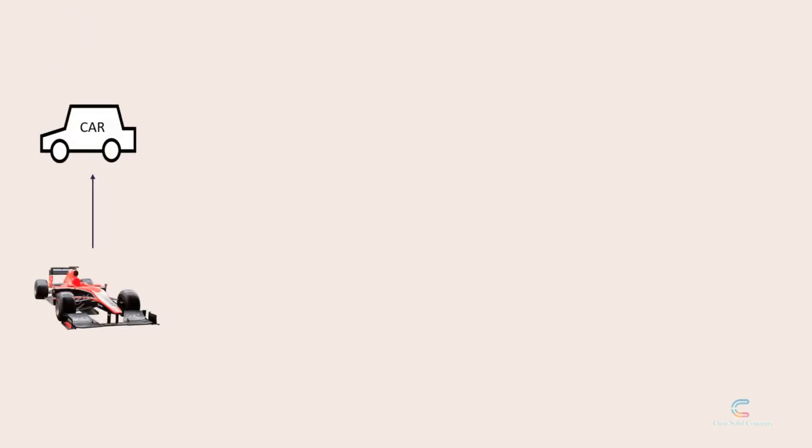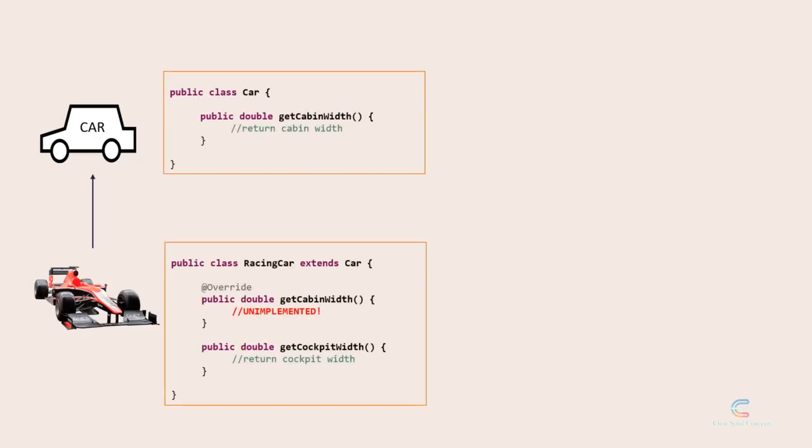We have a generic car class. We have a racing car, the ones from the Formula 1 racing. Racing car extends car. The arrow shows inheritance. Let's see what the code looks like now.